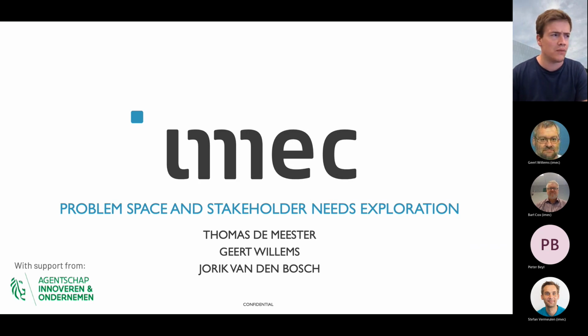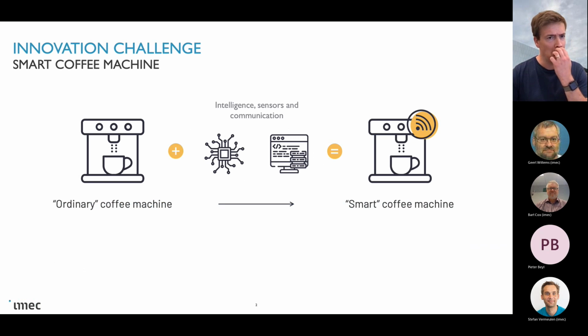In the last webinar, we took an example of a smart coffee machine, going from an ordinary coffee machine to a smart coffee machine by adding certain intelligence like sensors, communication, artificial intelligence. There are a lot of ways we could approach this. You could add a smartphone application that can tell you, for example, that your coffee is ready, but you could go for automatic inventory control, automated maintenance.